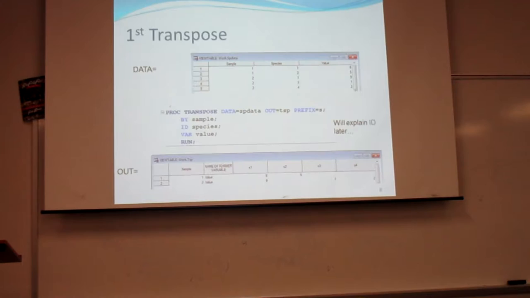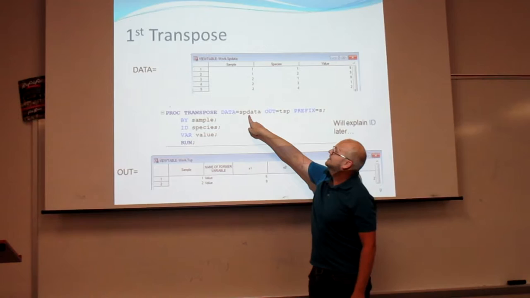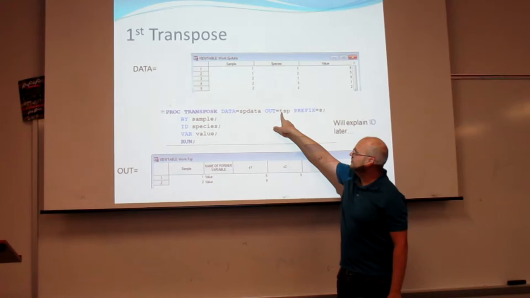So what I'm going to do is the first transpose of a proc transpose, and that's what the proc transpose looks like. And it's in the code. So I take the first data set. This is the first table of SP data. That's this. Okay? And I'm saying the out is transpose. And then I say prefix S.